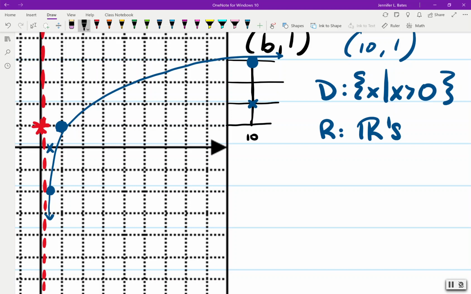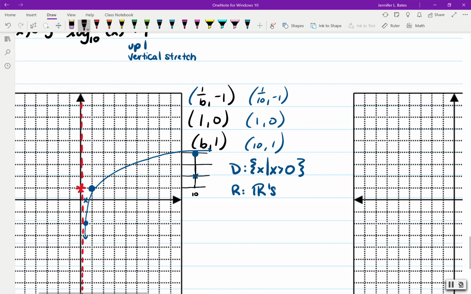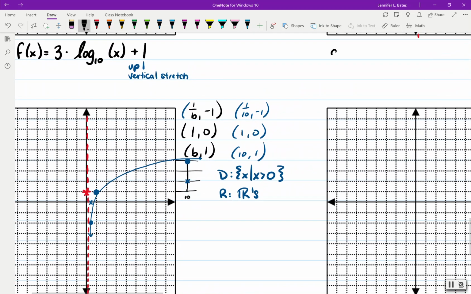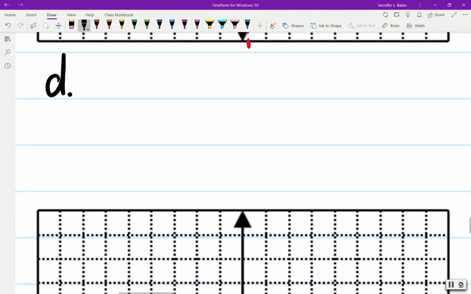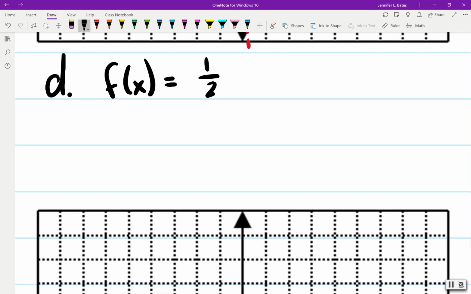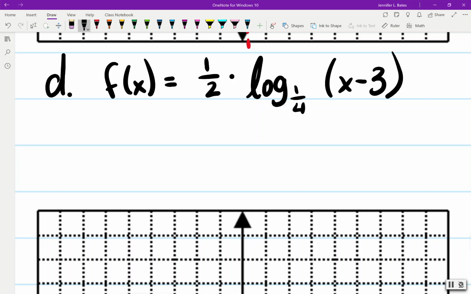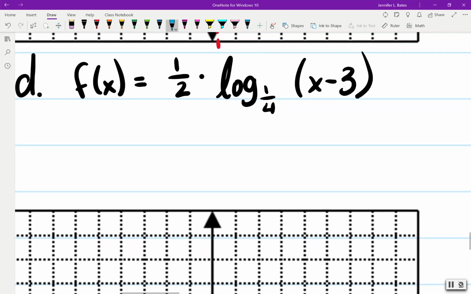Okay, let's take a look at another example. So we're going to call this example D. This is the last graphing problem we're going to do. In example D, we are given f of x is equal to 1/2 times the log base 1/4 of x minus 3. So we're going to go through that same process. We're going to list out our transformations.